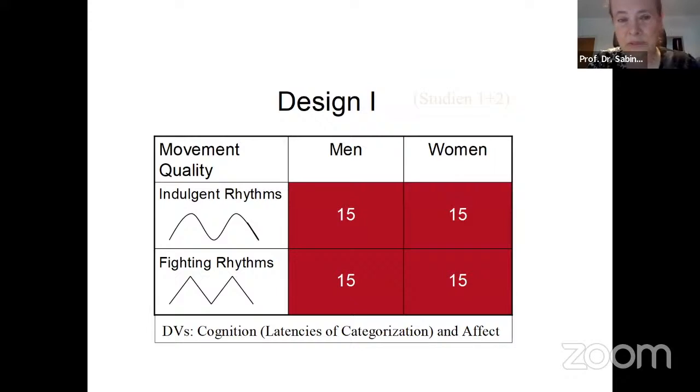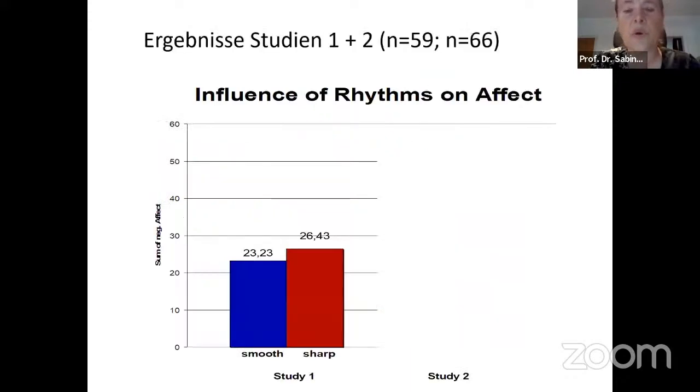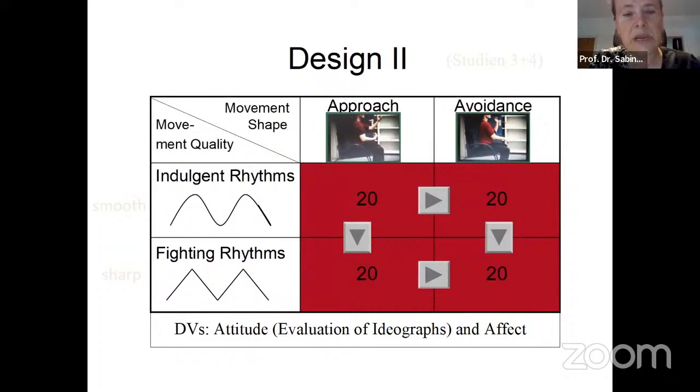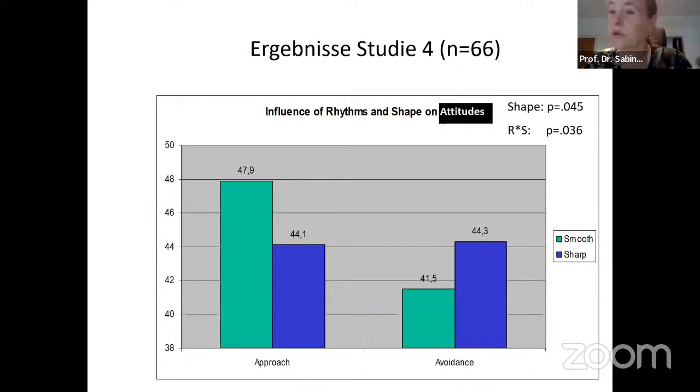In my own experimental research, we used these rhythms and did experiments with the indulgent versus fighting rhythms, and we found that the fighting rhythms would always create more negative affect. The indulgent rhythms would always create more positive affect in different types of rhythms that we tested one against the other. And when we combined that with approach and avoidance motor behavior, like smooth approach movement, smooth avoidance movement, sharp approach movement, sharp avoidance movement towards and away from the body, that's when we found an influence on affect.